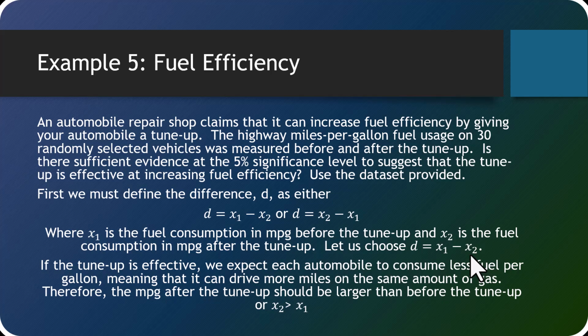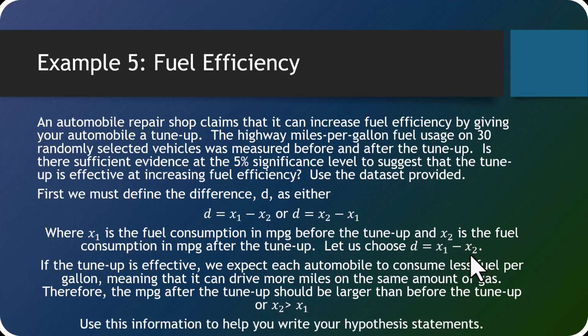Okay, so let's think about this. If the tune-up is effective, we would expect each automobile to consume less fuel per gallon, right? Meaning that the miles per gallon would be higher because it can drive more miles on the same amount of gas. It can go further on a gallon of gas. So we would expect the miles per gallon after the tune-up to be larger than before the tune-up. In other words, we would expect x2 to be greater than x1, again, if this is effective, if the claim is true. Okay, so if x2 is greater than x1, then see if you can use that information to write your alternative hypothesis.